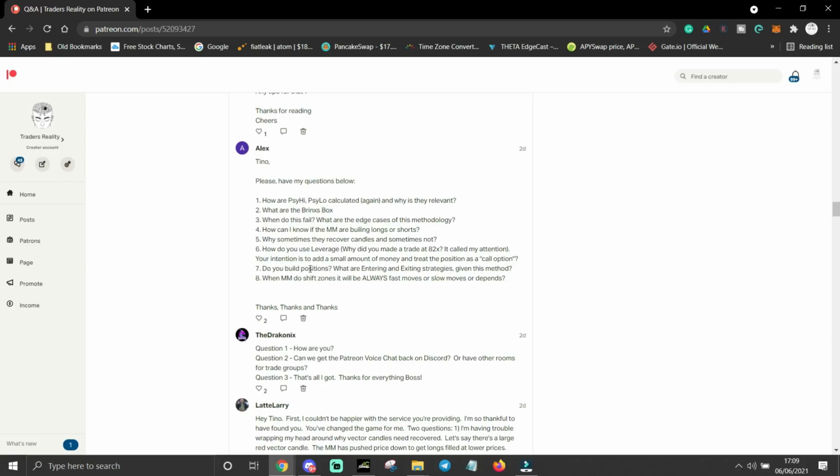How can I know if the market makers are building longs and shorts? Watch price action. Look at the red candles and the green candles. Why do they sometimes recover candles and sometimes not? It's not a case of if they do or not. It's a matter of when.